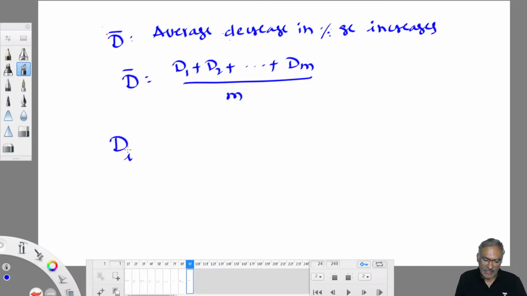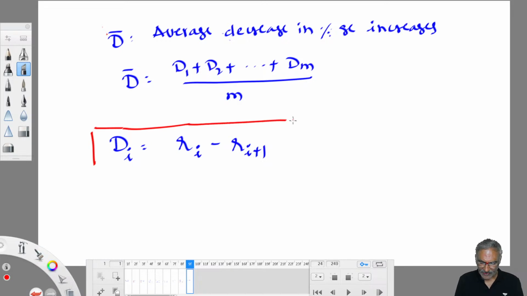How to get this d value? D at any point of time is equal to Ri minus Ri plus 1, comparing the r values. If Ri minus Ri plus 1 is positive, the population growth is decreasing at a steady rate. If Ri minus Ri plus 1 is negative, it means instead of a decrease there is an increase. So increase is taken as negative and decrease as positive, because it is the decreasing growth rate method. D values we work out with the help of r values. What is the r value? Percentage increase.